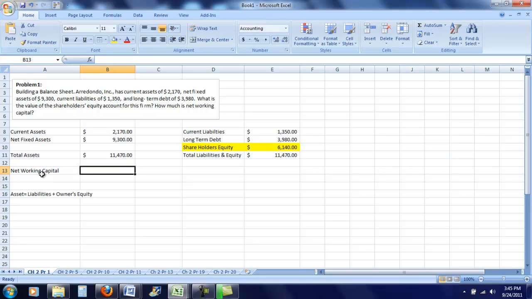It also asked us what our net working capital is. Well, our net working capital is current assets minus current liabilities. So current assets minus current liabilities, and that is our net working capital. The answer to problem 1.